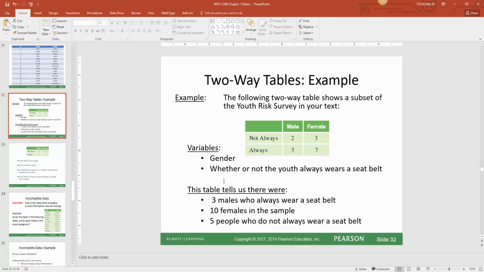So the table can tell us that there are 3 males who always wore a seatbelt, right? We have 10 females. If we add, here these are all females, so 3 plus 7 we get 10 total. And then we have 5 people total who do not always wear a seatbelt. So if we total this way, 2 plus 3, we get the 5.